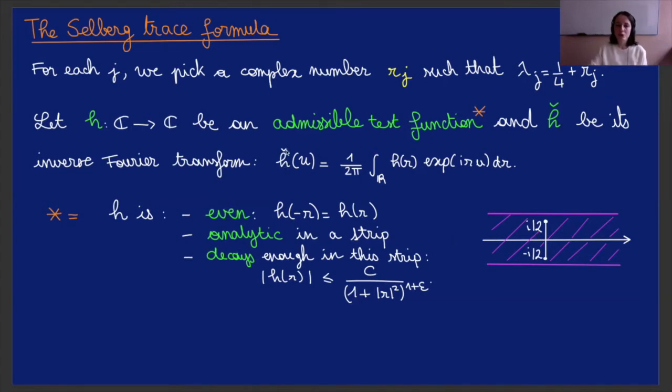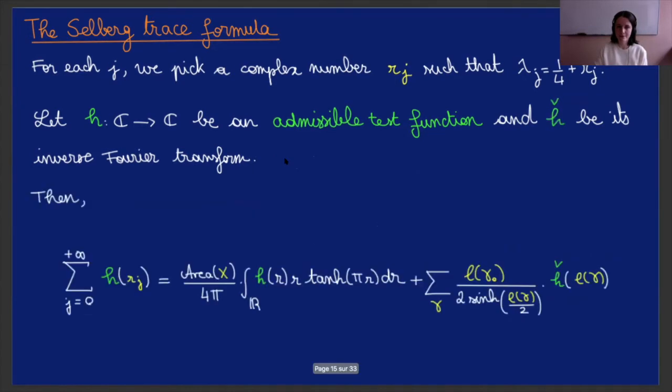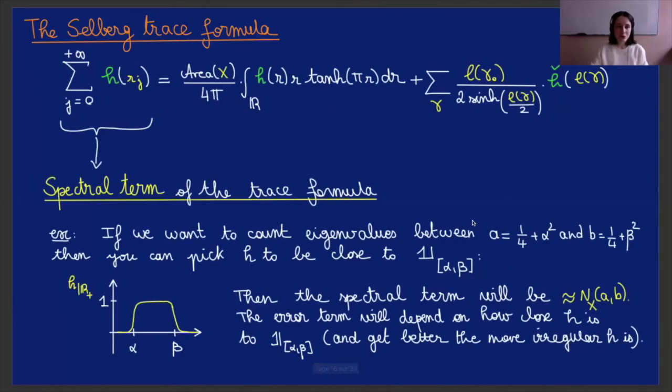And we're going to be interested in the inverse Fourier transform of h, which I will denote like this. And the Selberg trace formula can be stated as this expression. So, big formula, I'm going to walk you through all the terms one after the other. The first term here is a spectral term.